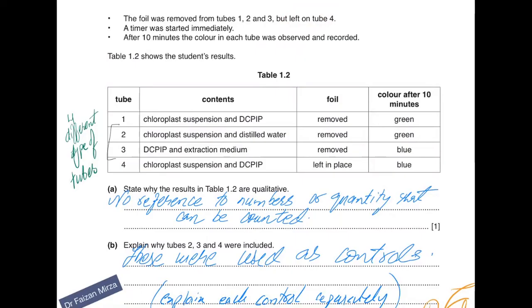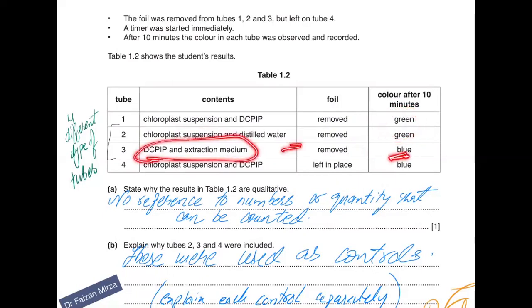So in this, they are not using the time taken for the color to be lost. Rather, they are keeping the time constant, and they're just seeing whether the color had changed or not in 10 minutes. So tubes 1, 2, 3, and 4 are there: chloroplast suspension, DCPIP, foil removed, removed, removed. The first two turned green because the DCPIP lost its color. In the third, since it was blue to begin with, it stayed blue.